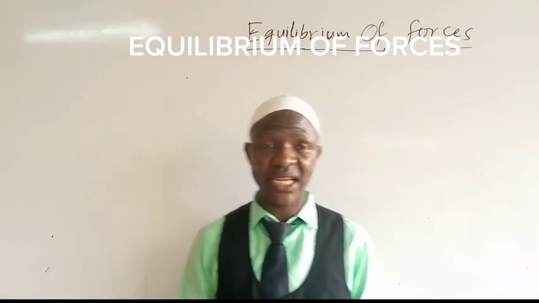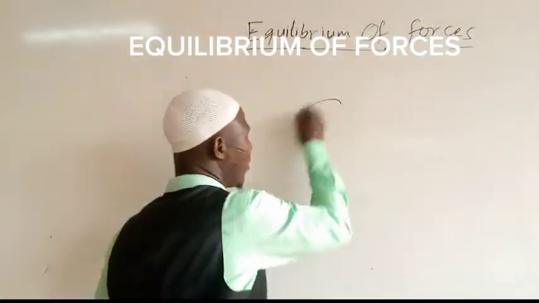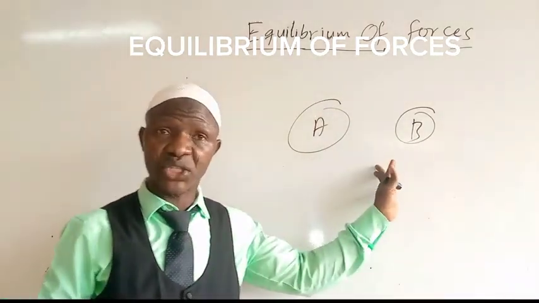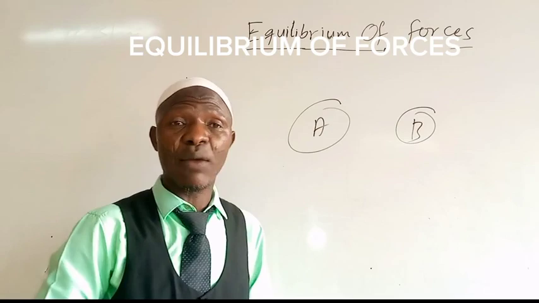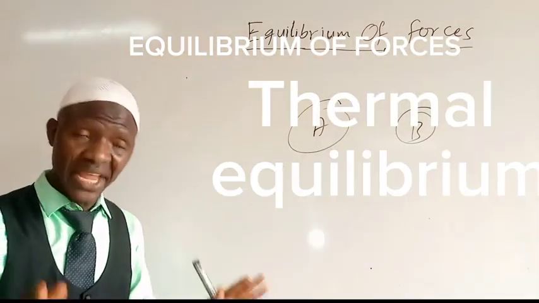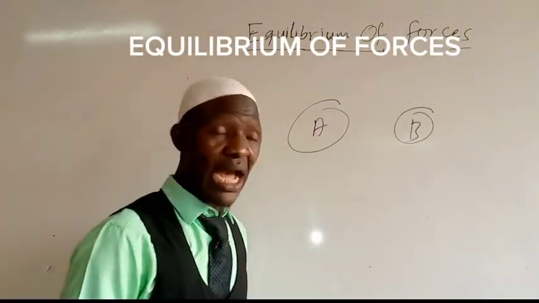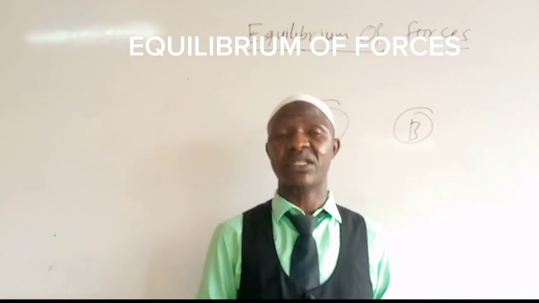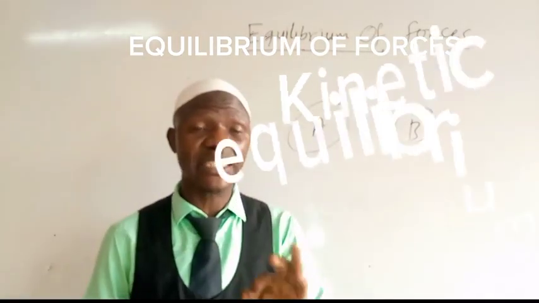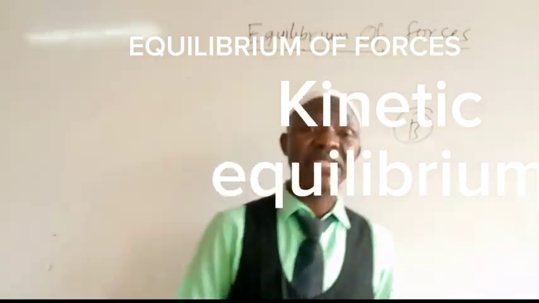The first one is when we have two bodies with the same temperature. We have body A and body B. If they have equal temperature, we can say they are in a state of thermal equilibrium. Then another one is when the body is moving with uniform velocity, that is, not accelerating. So we can say the body is in a state of kinetic equilibrium.